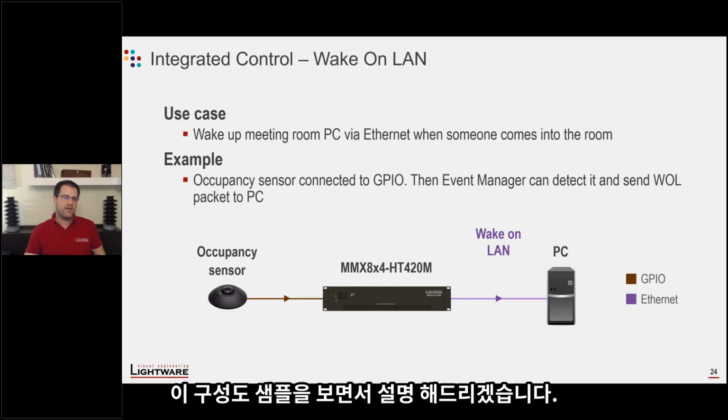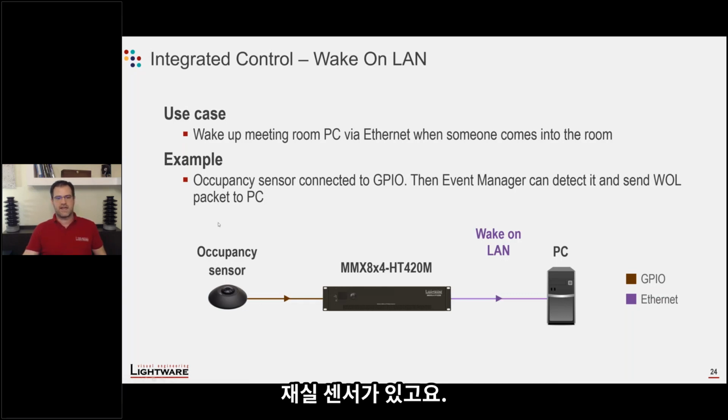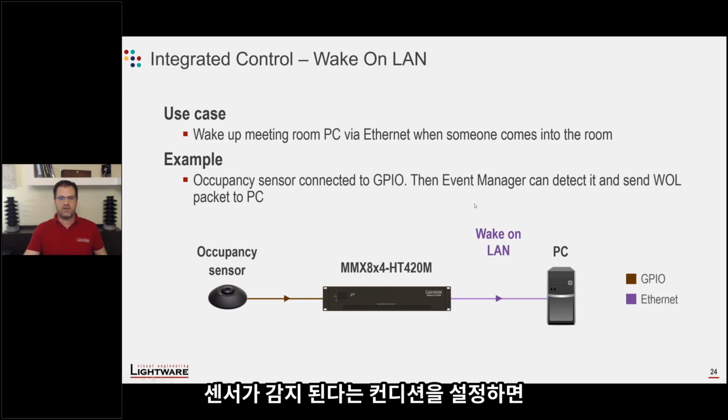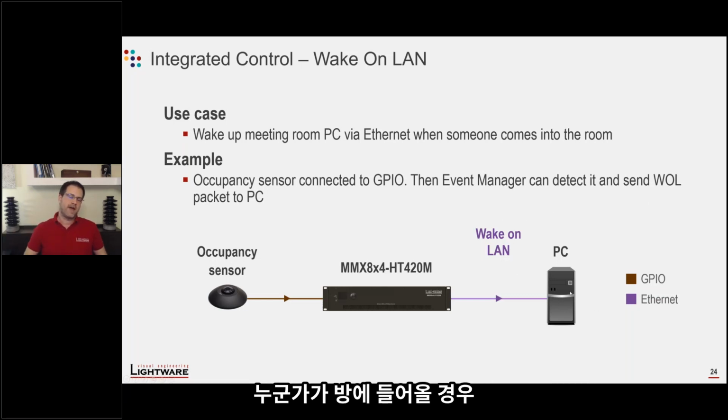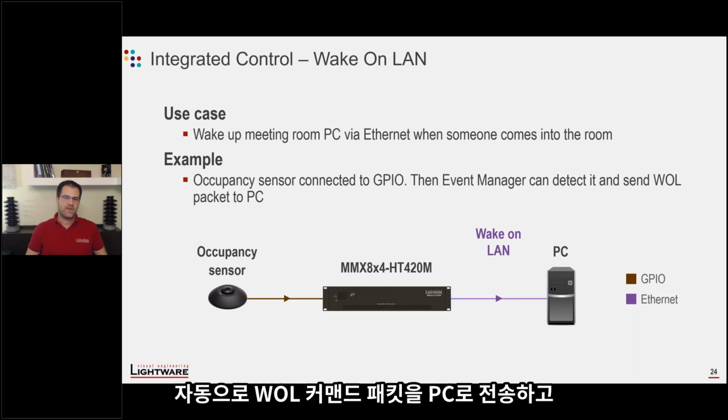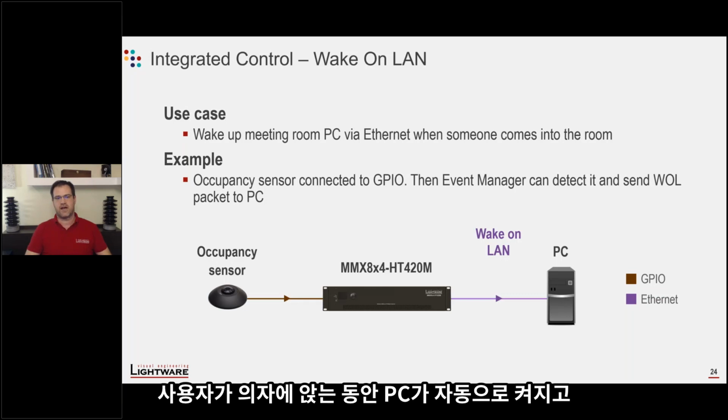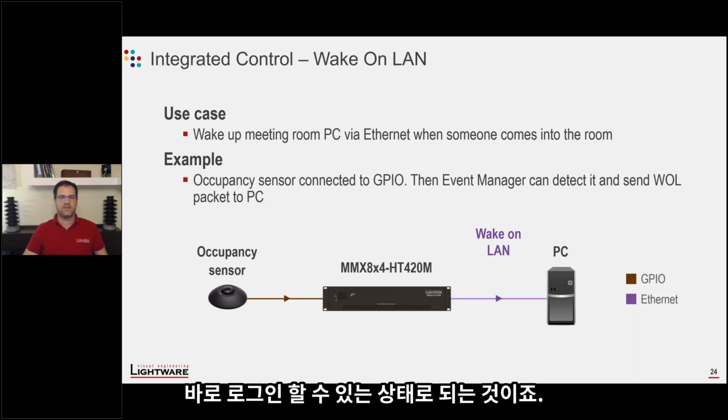For example, in a meeting room where you have an occupancy sensor, you can connect it to GPIO and then set up a condition to detect that, and the event manager can send a wake on LAN packet to the PC. So the moment someone comes into the room, the wake on LAN packet is sent to the PC, and then he sits down at the desk. The PC will be up and running, ready to take the login from the user.